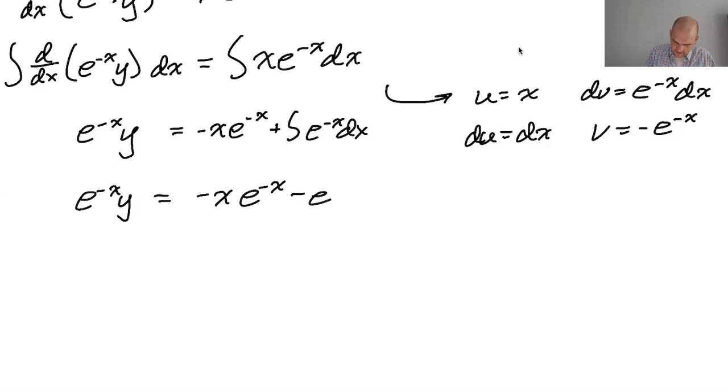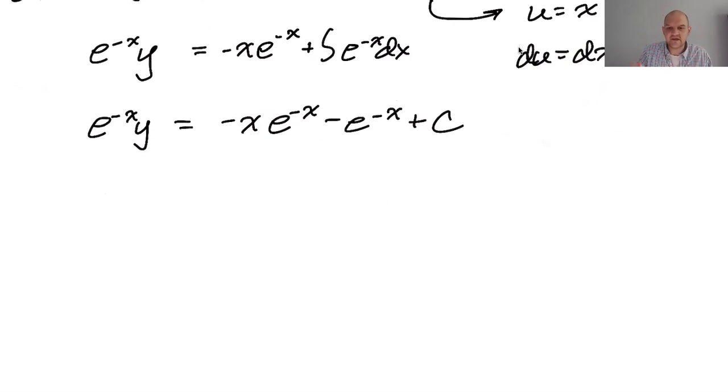I get negative e to the negative x. That's a terrible negative sign. And then plus c. So plus c is really important on this part. You have to put plus c because we're about to divide through. You got to solve for y, right? Solution to differential equation, solve for y. We're going to divide by e to the negative x.